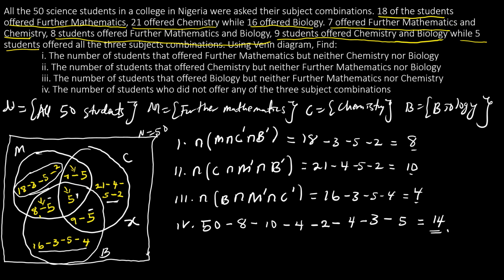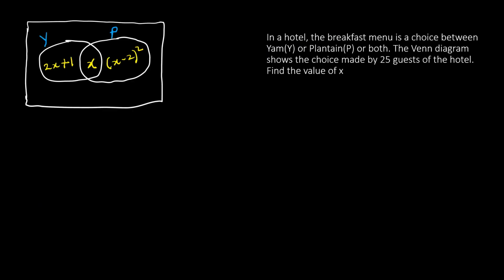And that is an approach on how you can attempt questions involving three sets. Note that what you have here inside of these three circles are the number of students that are offering biology, including those that might be offering other subjects too. So you just know how to separate them: the number that are offering only biology, the number that are offering only chemistry, and the number that are offering only mathematics. Let's look at another question.